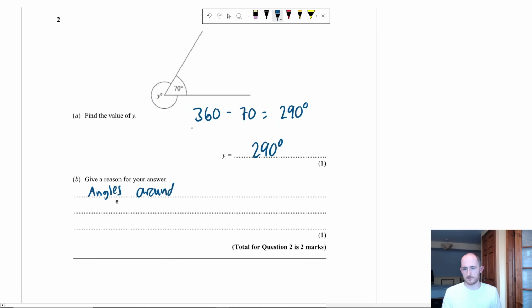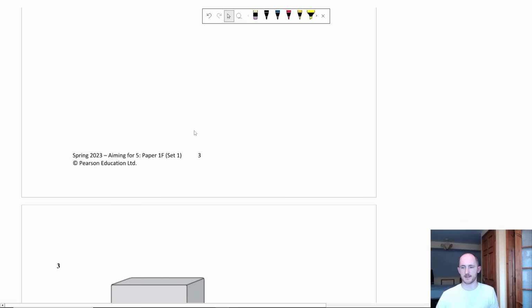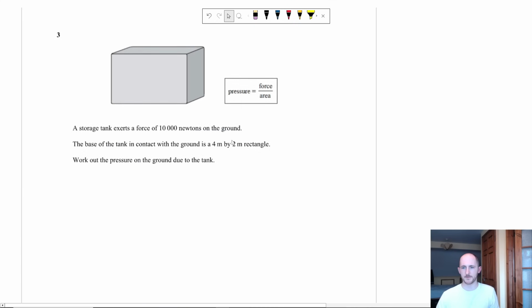Ignore the E that gets placed. For some reason my pencil has a button that just writes an E. Angles around a point add up to 360 degrees. Nice and easy. So we've got 4 marks so far, nice and speedy.